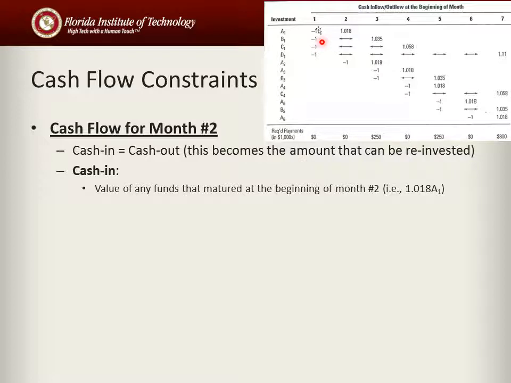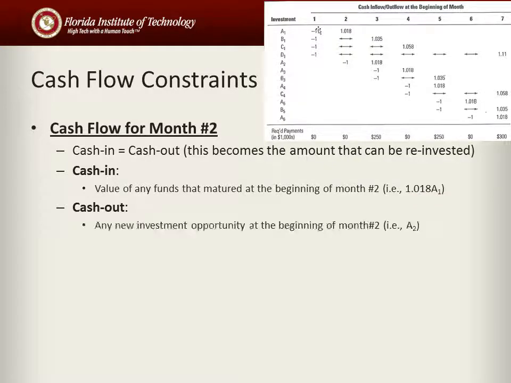If you invest in investment B during period number 1, it takes 2 months to mature, so you're not going to receive anything at that point, so you have to wait until the beginning of month 3. So the only opportunity to receive any money at the beginning of month number 2 is to invest in A1. So whatever amount was invested in A1, just multiply 1.018 times A1, and that's the amount of money that represents what you can reinvest at the beginning of month number 2. So that's what we see in there. And cash out is going to be any new investment opportunity at the beginning of month number 2.